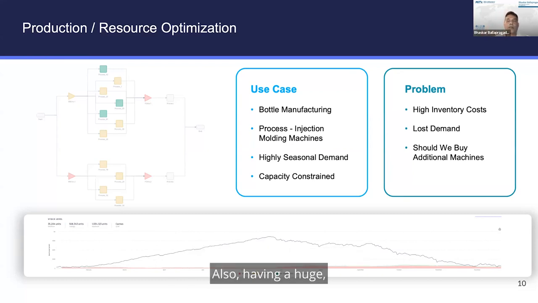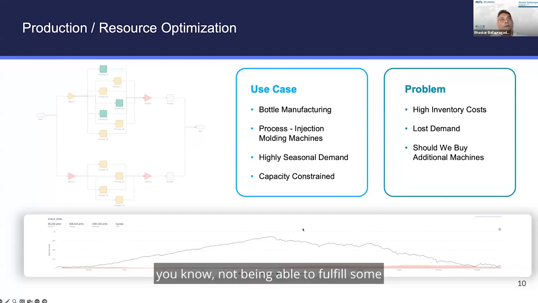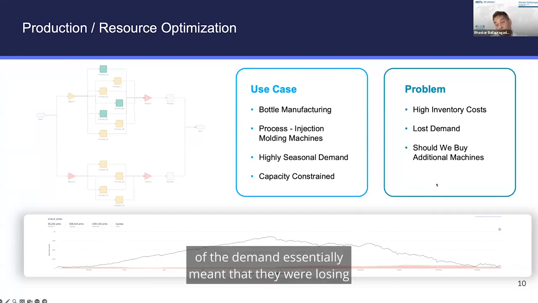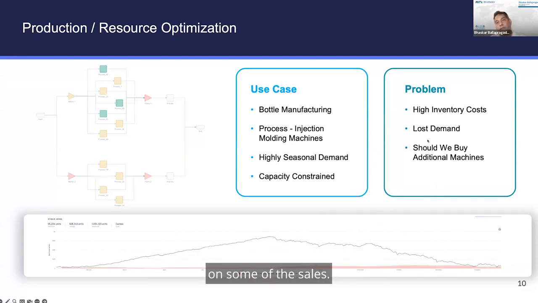Also, not being able to fulfill some of the demand essentially meant that they were losing some of the sales. And so the question always was, hey, should we be buying more machines?